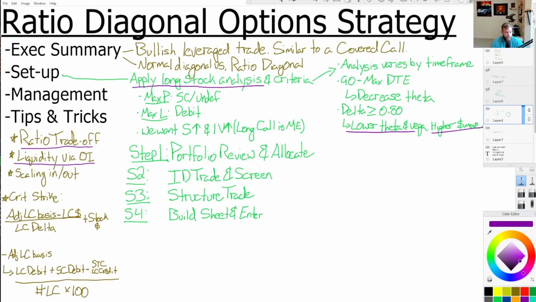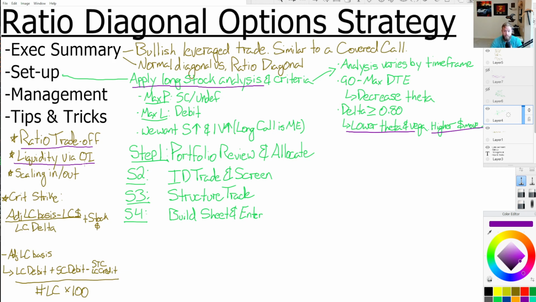Trading liquid underlyings is super important for this strategy, because otherwise you might be able to worm your way into the strategy, but you can get stuck pretty bad if you can't exit the trade for a profit. Even if it's showing a good profit, you might not be able to get out. So liquidity is so important here.